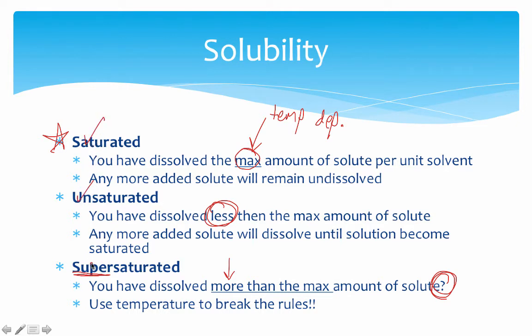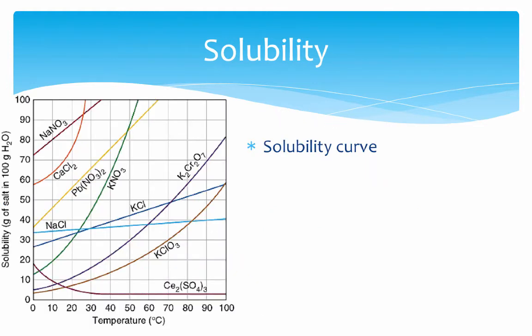Supersaturated usually requires some purposeful steps to make a solution in this kind of condition. Now, if you want to determine the saturation of a solution, you're going to need something like this. And this diagram right here is known as a solubility curve.